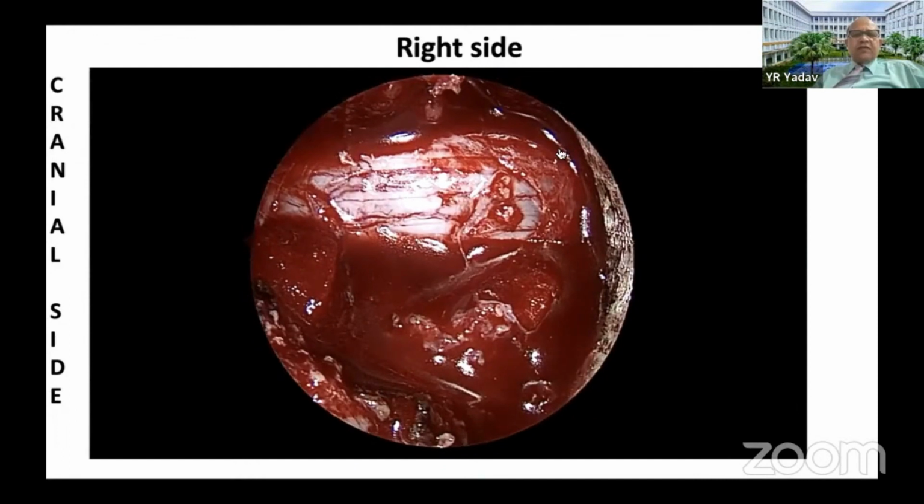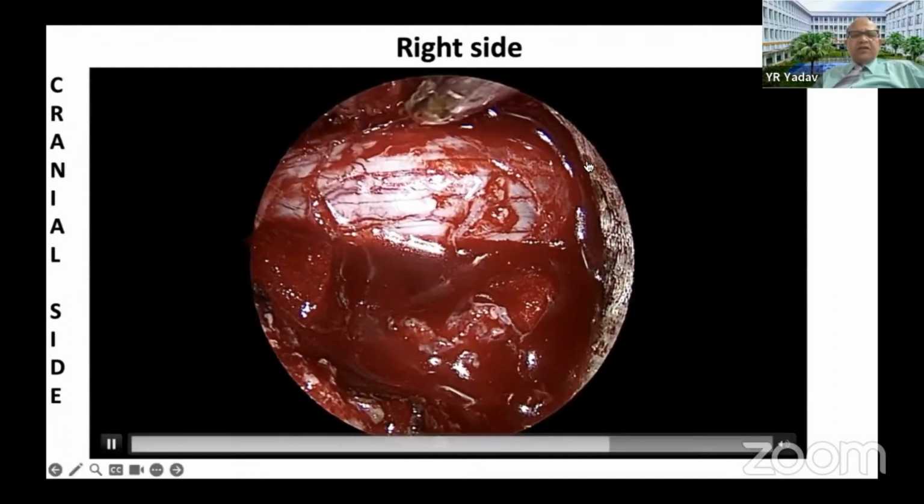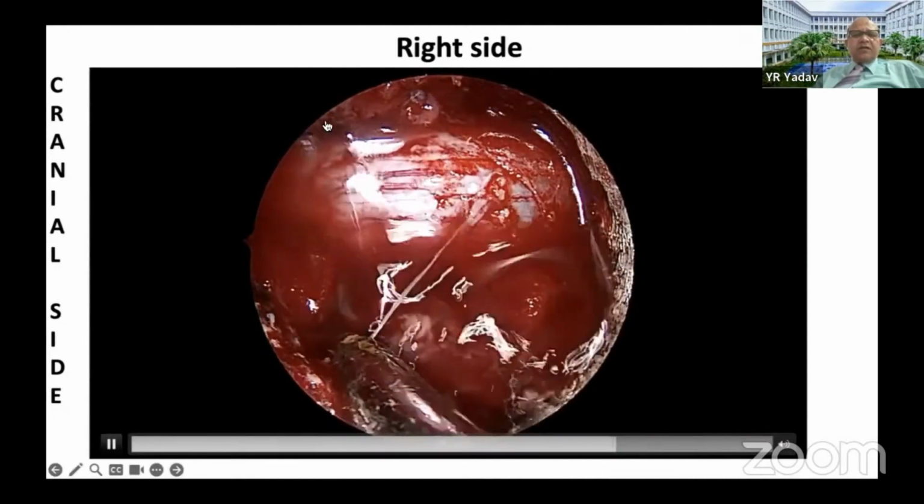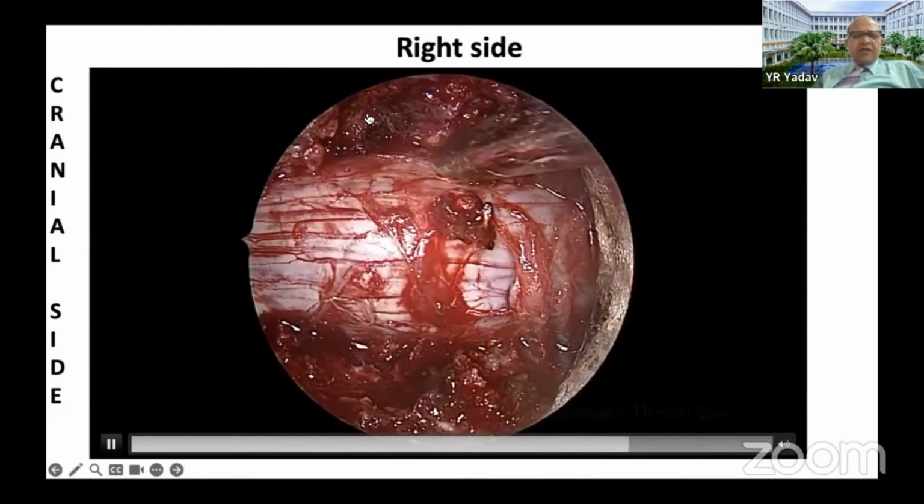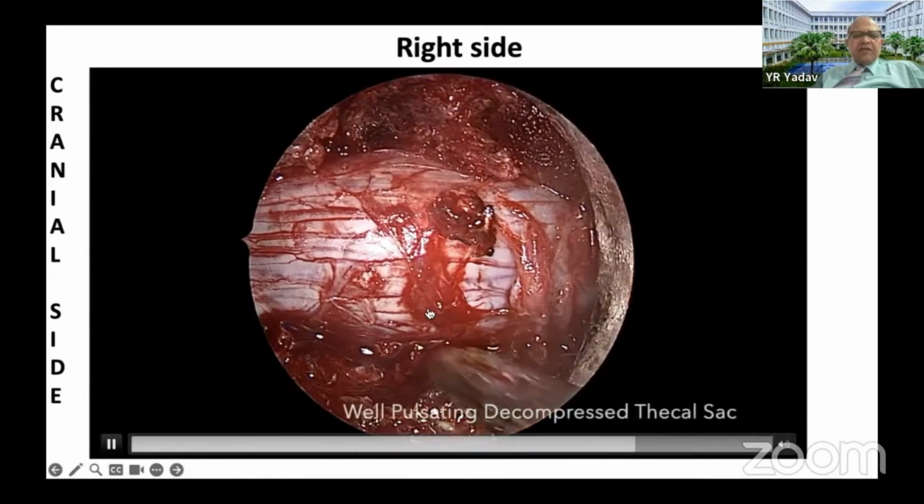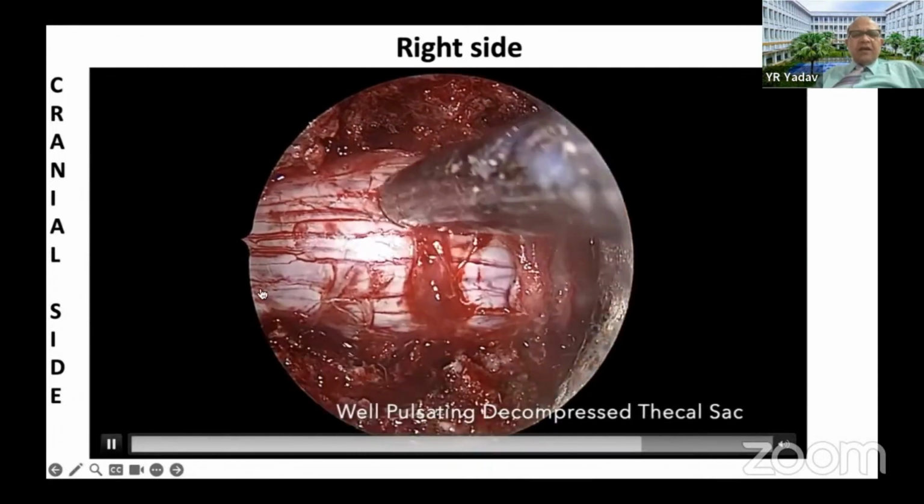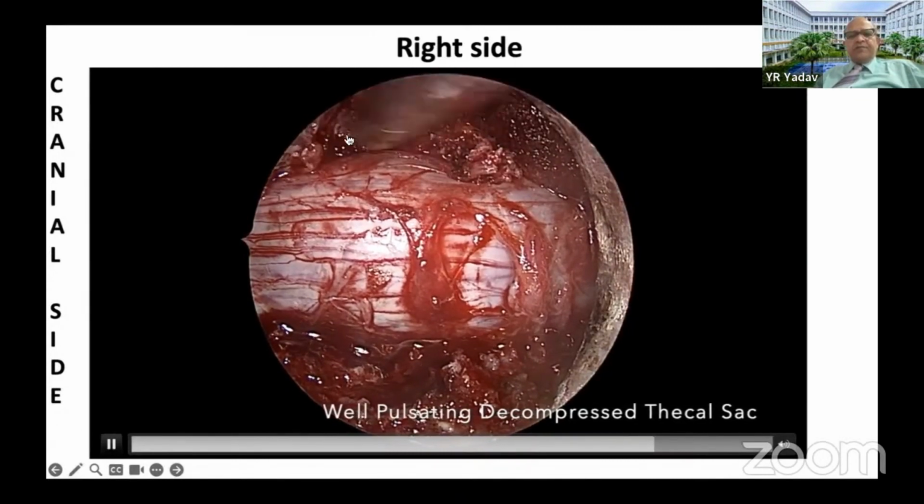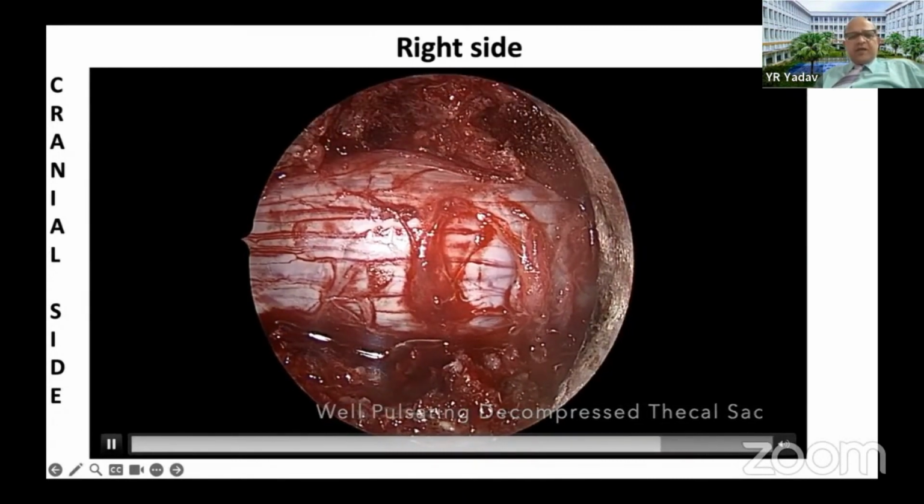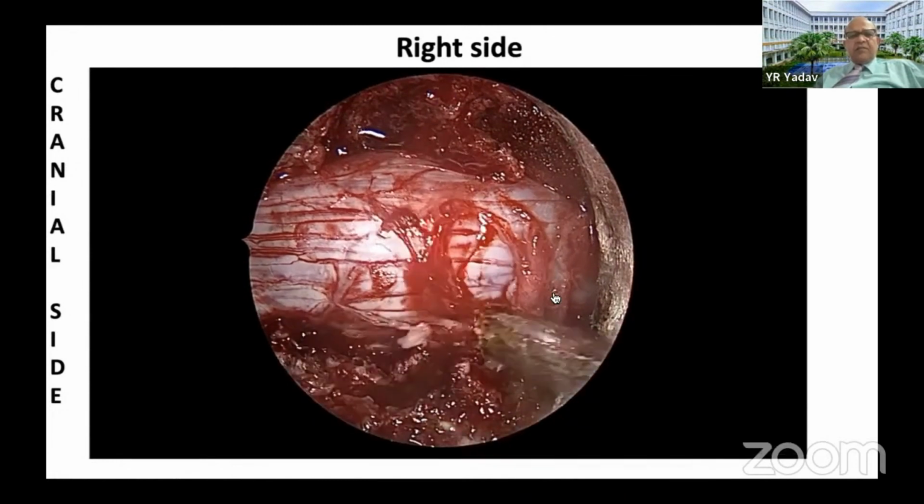So this is after the decompression. You can see a nicely decompressed cord on the opposite side and ipsilateral side. So hemilaminectomy of this side has been done, and undercutting of the opposite side lamina has been performed. And this is the decompressed cord.